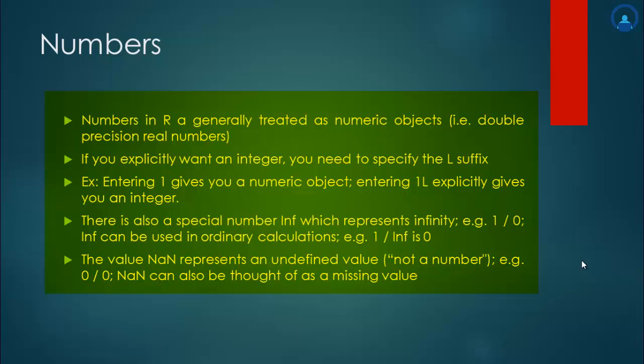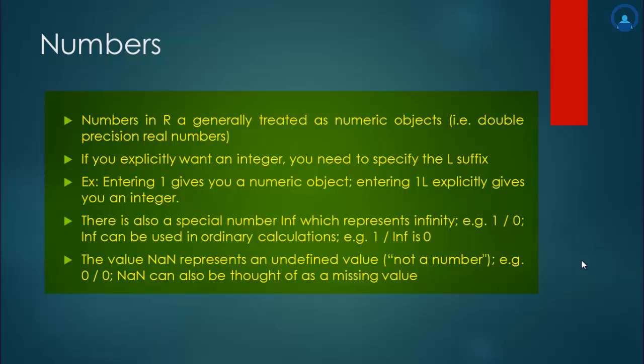One of the best things about R programming is that there is a special number, which is denoted by Inf, which is short form and it represents infinity. For example, when you divide 1 by 0, the output is infinity in mathematical terms. Inf can be used in ordinary calculations. For example, 1 by infinity is 0. These kinds of calculations are possible in R programming.